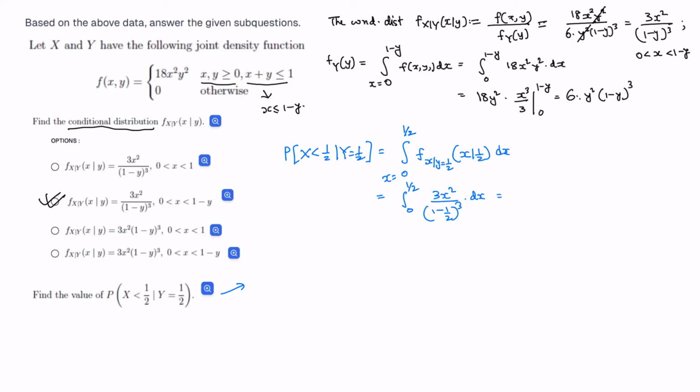Now let us pull out 3 and 1 minus half whole cube. We can say it is nothing but 3 divided by 1 by 8 times the integral from 0 to half of x square dx, which is nothing but x cube by 3 from 0 to half. Now this will be nothing but equal to 1, right? So we can say that the answer is nothing but 1.